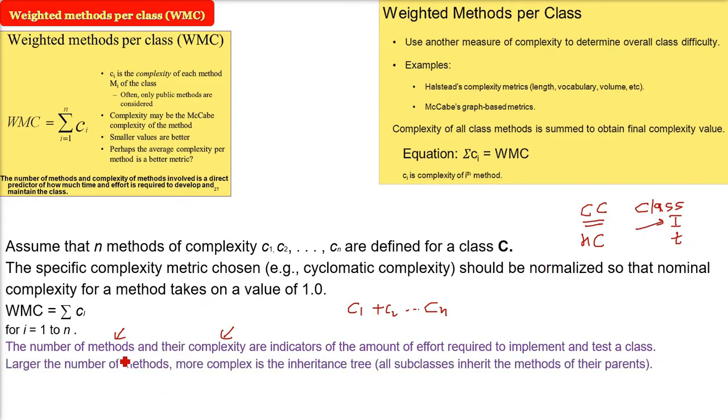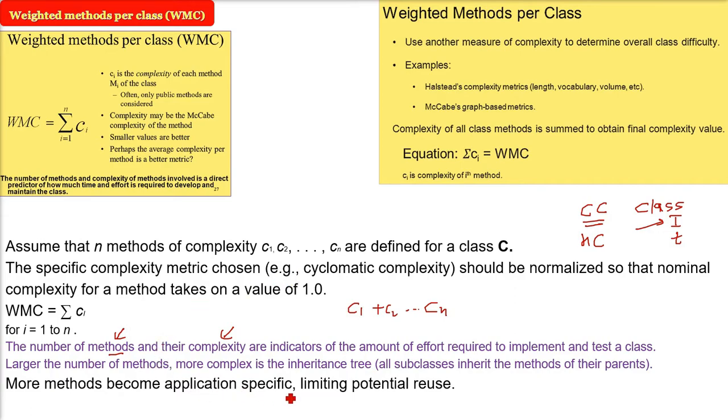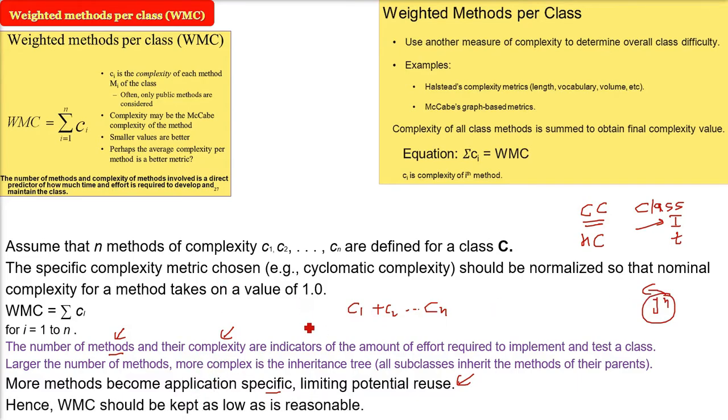If you have a large number of methods, the inheritance tree is more complex, because all the subclasses are going to inherit the methods of their parents. This can happen. If there are more methods and they are very application specific, software specific, work specific, you may not be able to use or reuse them again. So it limits the potential reuse. Therefore, WMC should be kept as low as possible, as low as reasonable.